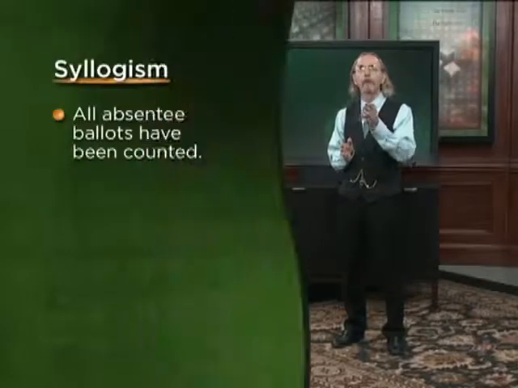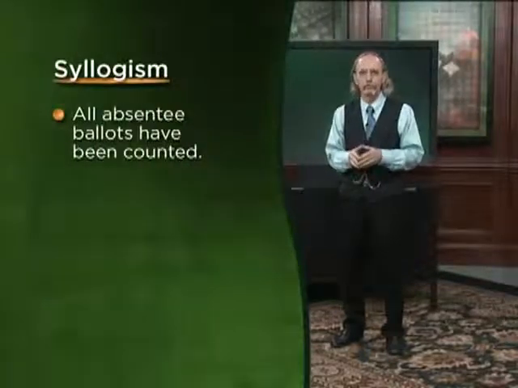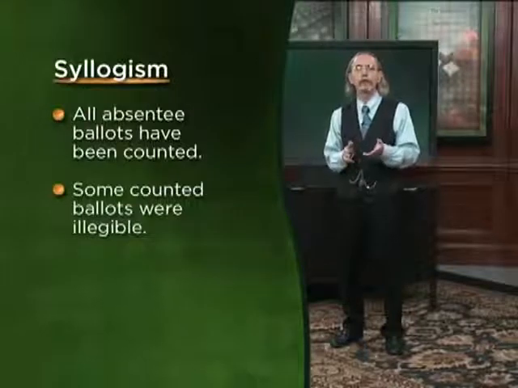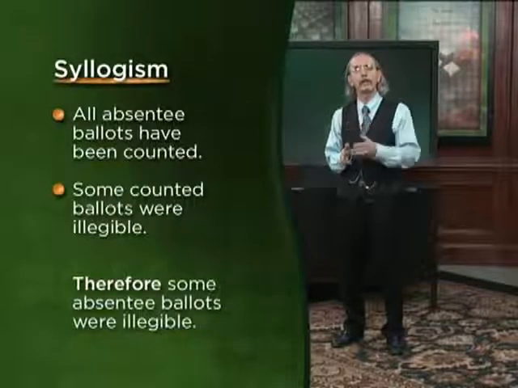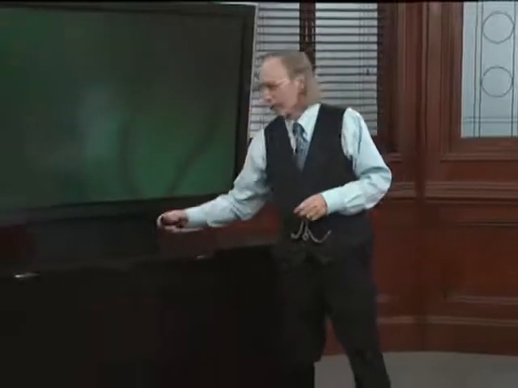Here's another one for you to try. All absentee ballots have been counted. Some counted ballots were illegible. Therefore, some absentee ballots were illegible. Stop the tape, take a minute, and work it out. Valid or invalid? Here's what your diagram of the premises should look like.